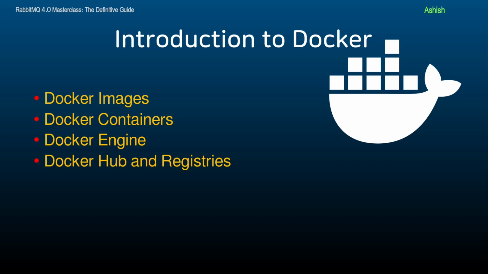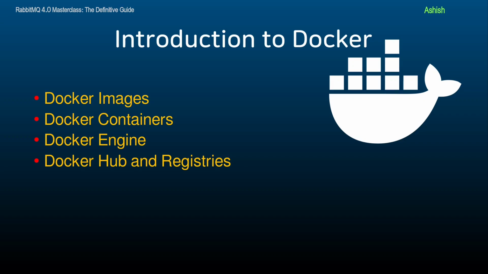Next, we have Docker Hub and registries. Docker Hub is the default registry where you can find pre-built Docker images for various applications such as RabbitMQ, MySQL, and more. You can pull images from here to run containers.